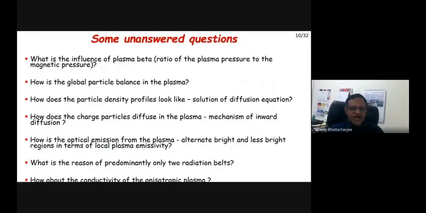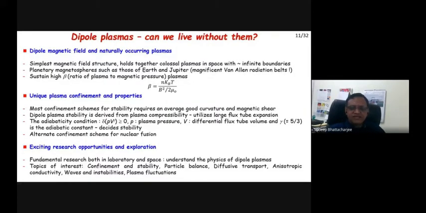So the question is that most confinement schemes for stability require good curvature and magnetic shear. But dipole plasma stability is derived from plasma compressibility and utilizes the large flux tube expansion. So as you go out of the dipole, you have the flux tubes that are becoming larger and larger. And that is one very important criterion. So the adiabaticity condition, delta of (P V^gamma) greater than 0, has to be maintained, where P is the plasma pressure and V is the differential flux tube volume, and gamma is the ratio of the specific heats. So it is found that this is some kind of a stability criterion for the dipole plasma. Now, it is this adiabatic constant which decides the dipole stability.